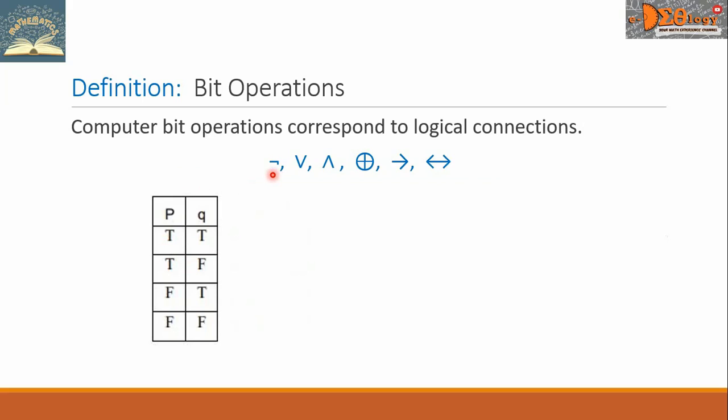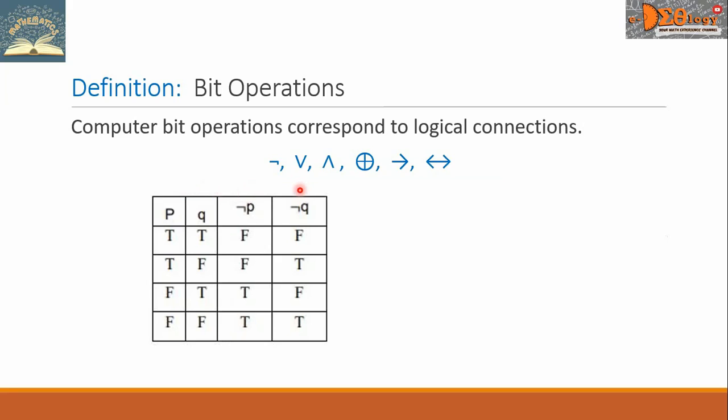Let us show the negation of these propositions. So not P and not Q are here. When P is T, not P is F. When P is F, not P is T. Also for the Q, when Q is T, not Q is F. When Q is F, not Q is T, respectively.